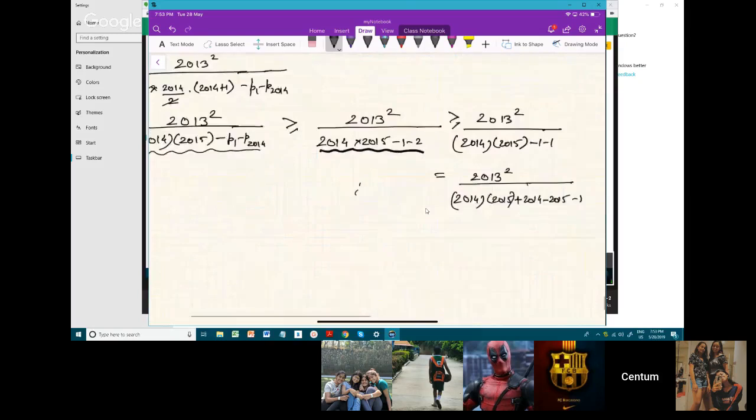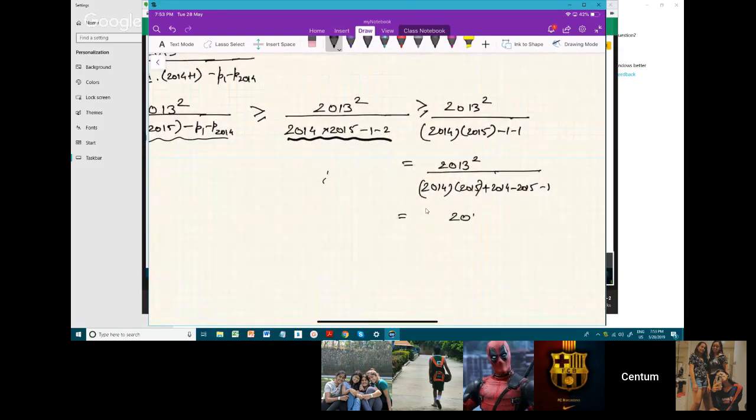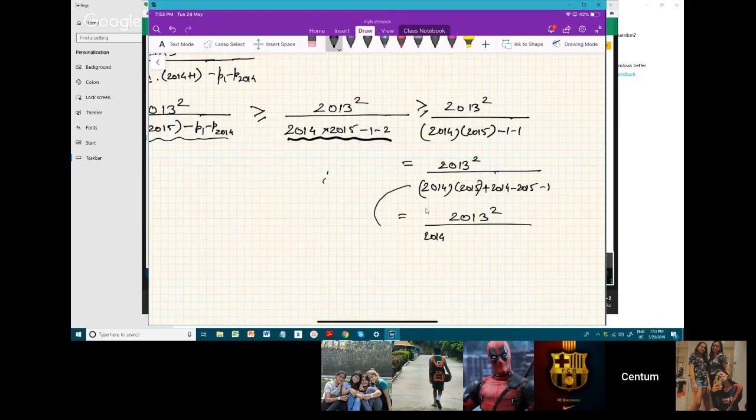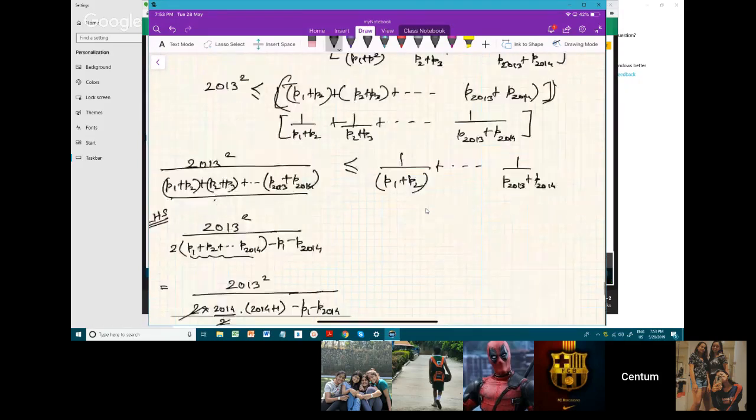Now this is on purpose. Why? This is now 2013 square divided by, I can take 2014 common from what? So this is 2014 common, and this particular expression can be written as 2015 minus 1 and 2015 plus 1. Am I right? Yes. This is a factorization, isn't it? So it is basically nothing but 2013 by 2016, which I got as the answer. So basically this is less than the given problem statement, and this is what we have to prove, isn't it?